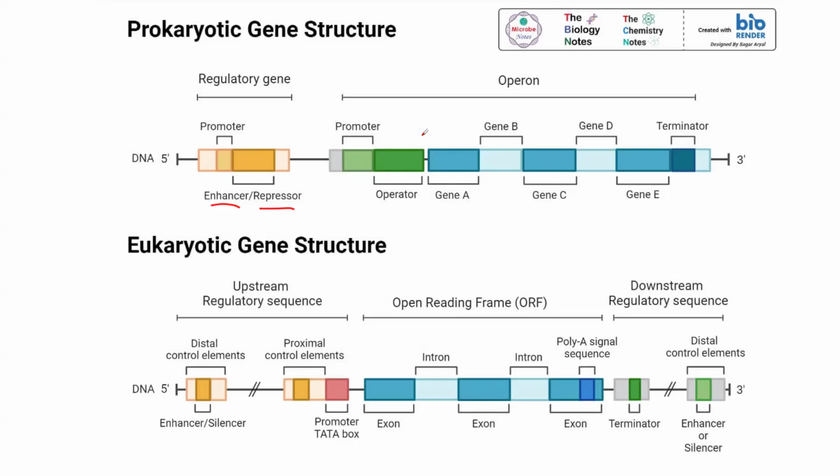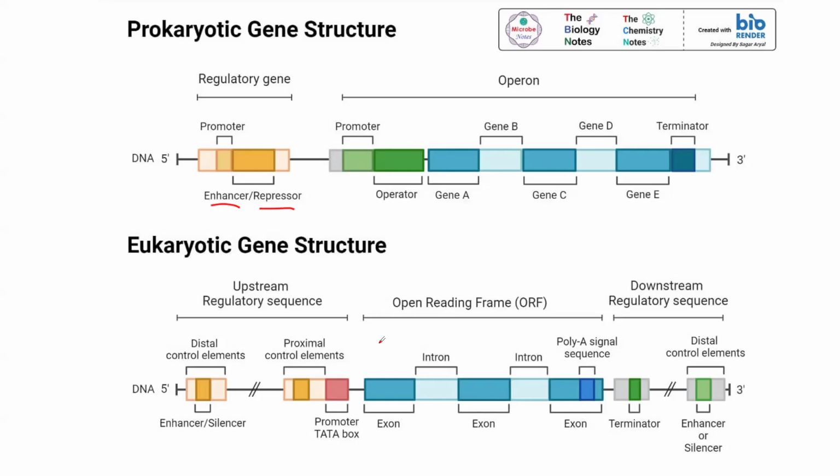So you see, we have different genes: gene A, gene B, gene C, gene D, gene E. There are 1, 2, 3, 4, 5, so these are five different genes, and they are going to be expressed together. You can see clearly there are no introns, as I mentioned. All of them have exons.